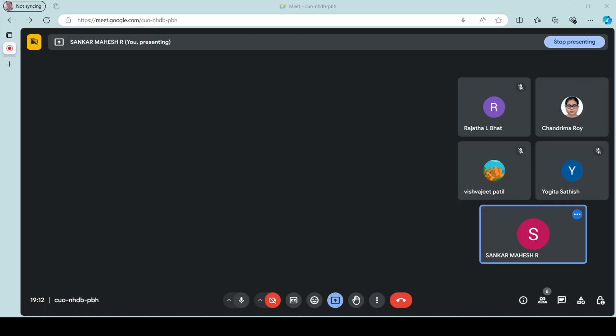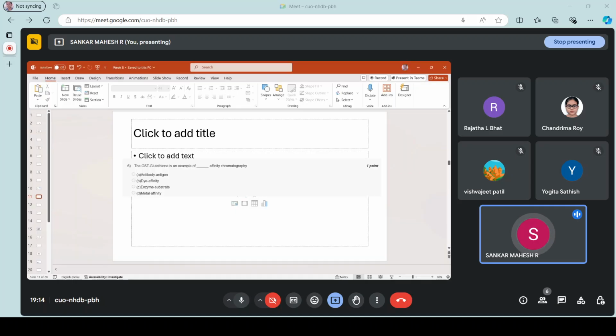The next question is: GST glutathione is an example of dash affinity chromatography. Four different options are given here: antibody antigen, dye affinity, enzyme substrate, metal affinity. We can take a couple of minutes and then try to answer this question. Whoever knows can unmute and start answering.